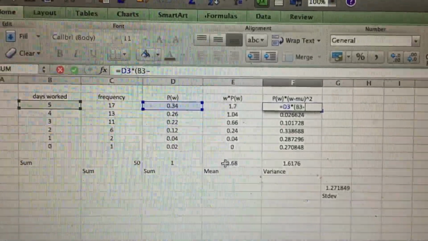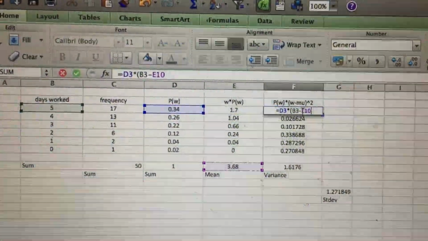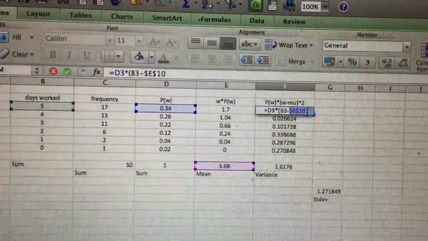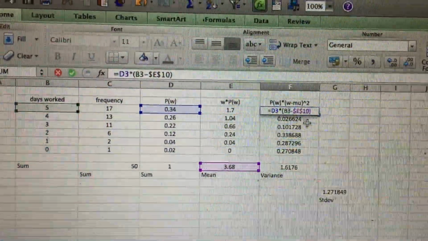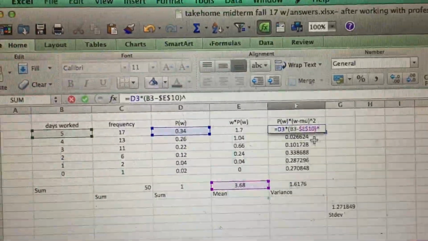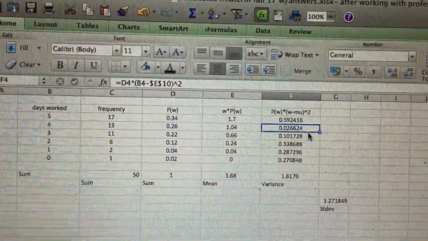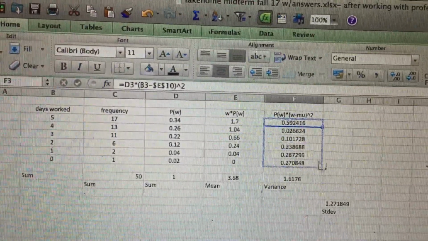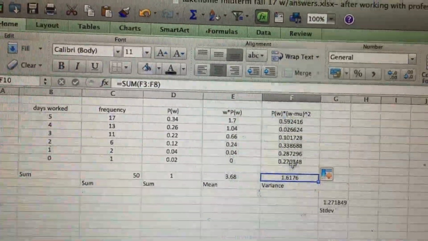Sorry, my computer's got a glitchy looking thing. So E10. That mean is not going to change, so I'm going to push Command T on my computer because I have an Apple. Then I'm going to close my parentheses and square it. So we got that. When I drag that down, I'm going to get all these numbers in here.